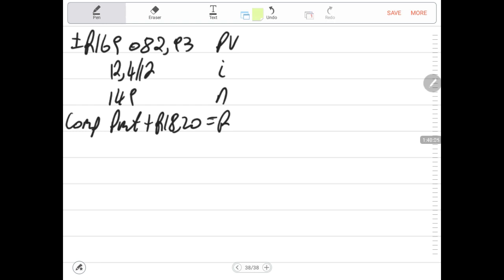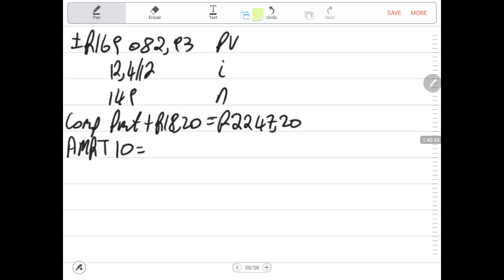Second function, alpha 00 to clear the screen. -169,082.93 is my present value, the present amount that I am owing before there was a change in the interest rate, meaning at the beginning of the new annuity. 12.4 divided by 12 is the interest. 149 is my N. Compute PMT plus 18.20. I get my PMT, 2,247.20, and I don't clear my calculator.